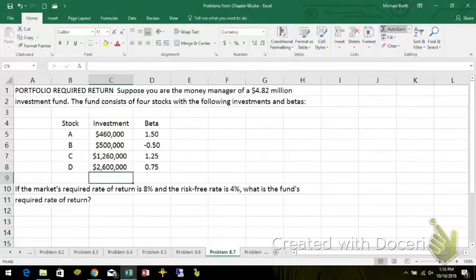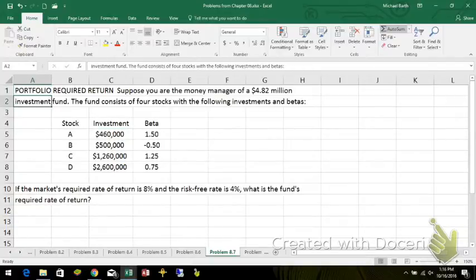This is problem 8.7 out of Brigham and Houston, Fundamentals of Financial Management, Concise 9th edition. You've got a portfolio of $4.82 million and it consists of 4 stocks with betas of 1.5, negative 0.5, 1.25, and 0.75. By the way, while it's theoretically possible to have negative betas, in practice you never see them.